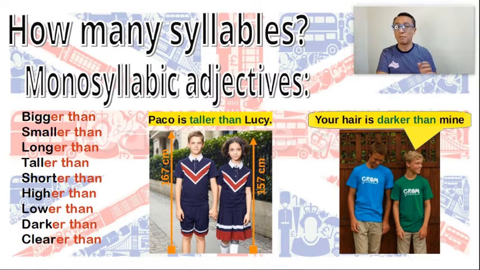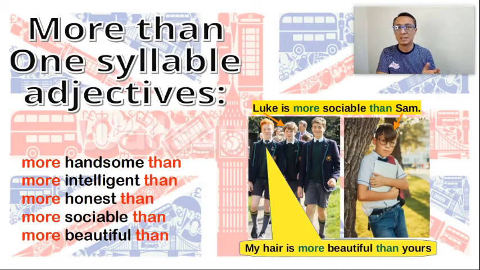Some adjectives have more than one syllable. For example: handsome, intelligent, honest, sociable, beautiful. If you want to use one of them to compare two things, then you put the word more before the adjective followed by the word than. See some examples. Luke is more sociable than Sam. My hair is more beautiful than yours.